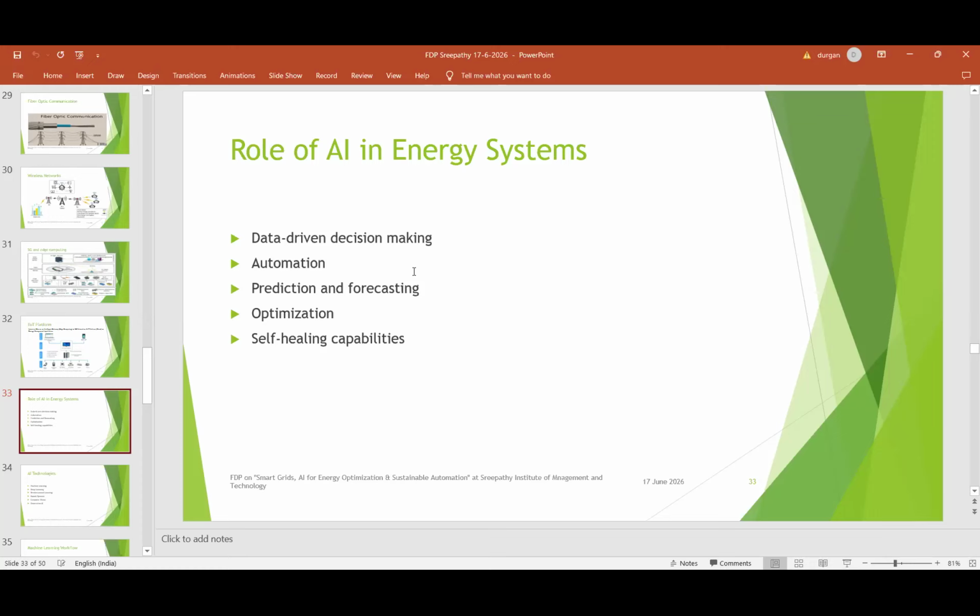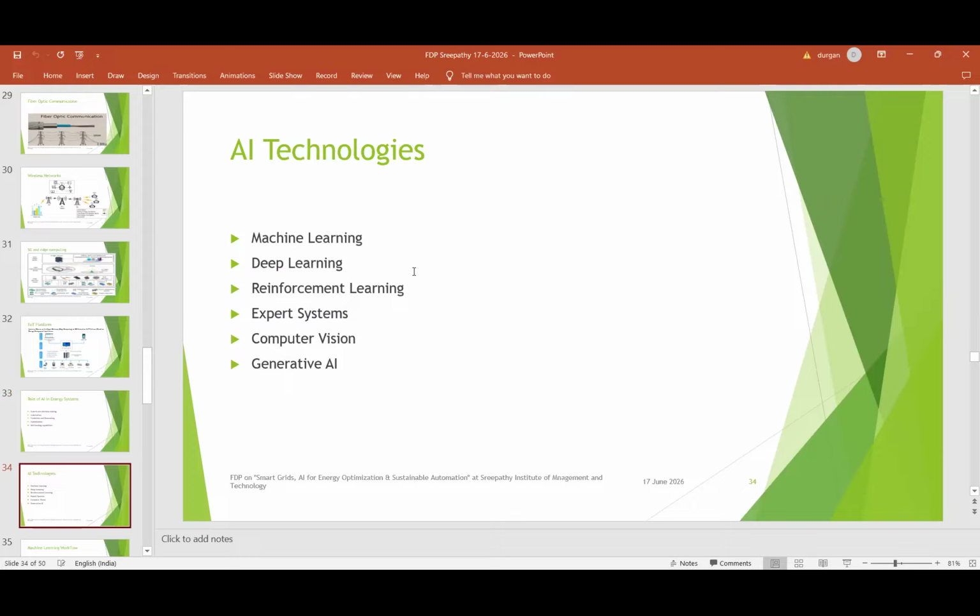AI technologies. These AI technologies are machine learning, deep learning, reinforcement learning, expert systems, computer vision, generative AI. For prediction of tomorrow's electricity demand based on the history of data, that is done by machine learning. Then deep learning, it is also a subset of machine learning. It uses artificial neural networks to analyze this complex data.